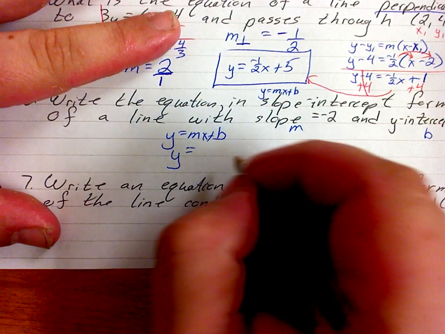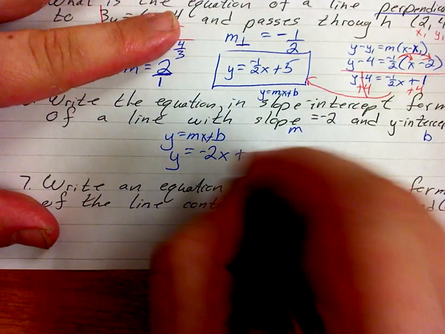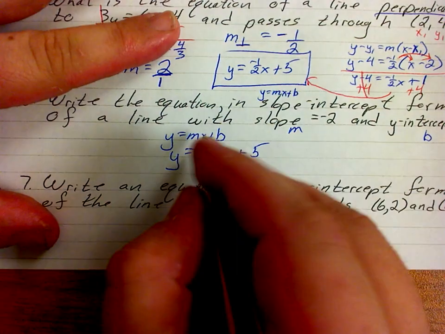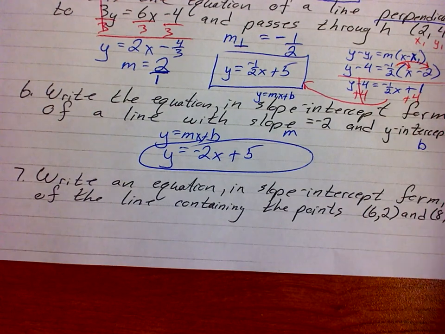Y is equal to, all right, we had negative 2 for the slope, so negative 2x plus this y-intercept, 5. Okay, I want to make sure we're understanding that part right there. It's a little bit of an easier one, hopefully.